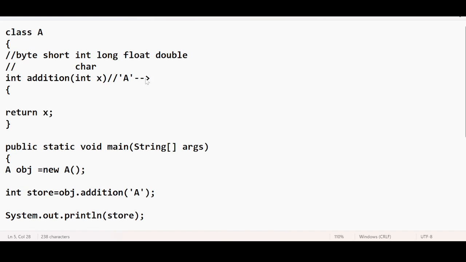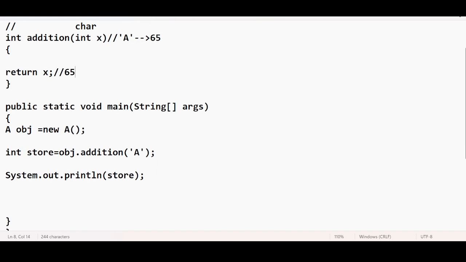How will that conversion happen? With the ASCII values. The equivalent ASCII value for A is 65. 65 will be stored here, and it will be returned to the control. So it will come here, this will be stored in the store variable, and we are accessing the store.